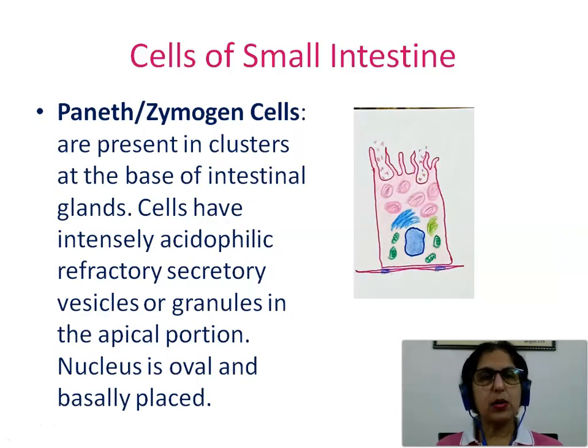Paneth cells or zymogen cells. These are present in clusters at the base of the intestinal glands. Cells have intensely acidophilic refractory secretory vesicles or granules in the apical portion. Nucleus is oval and basally placed. And this here is a diagram showing us the Paneth cell. Oval nucleus placed towards the base of the cell or near the basement membrane, and acidophilic vesicles or granules near the apical portion.